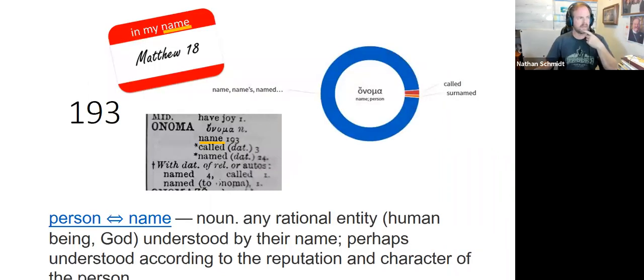So I went ahead and just automatically looked into Young's Concordance, as we're supposed to do. Notice that the name is onoma in the Greek, and it's there 193 times, just that name in the Greek. And so I took a little graphic from Logos just to show you the other parts of the name that also show up with the Greek in it as well. So then looking at the definition here, it says that obviously it's a noun that's referring to either being or God, understanding by their name, perhaps understood according to the reputation or the character of this person. So I'll get to that.